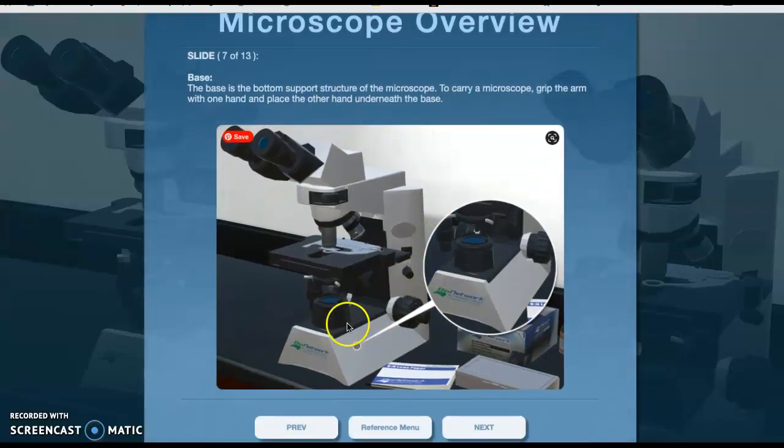Underneath that is often your light source or your base that has the light on it that you can turn on and off. The light shines through the adjuster, through your specimen. So your object that you're looking at has to be clear or very, very thin. Through the lens, through the nose piece, and through the eyepiece to your eye.